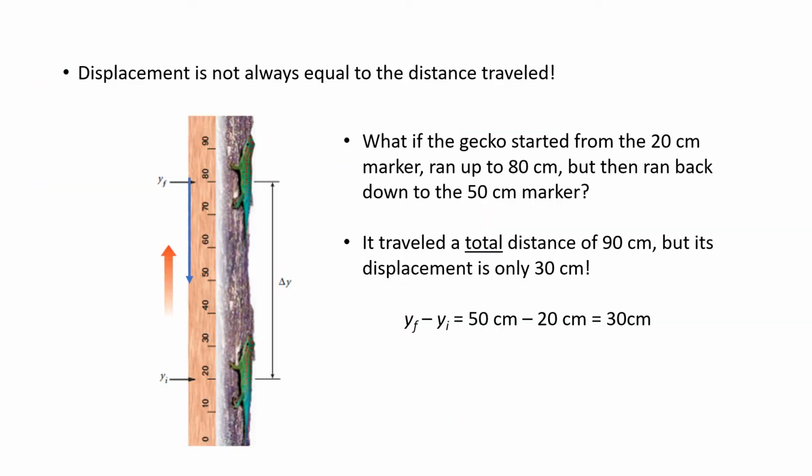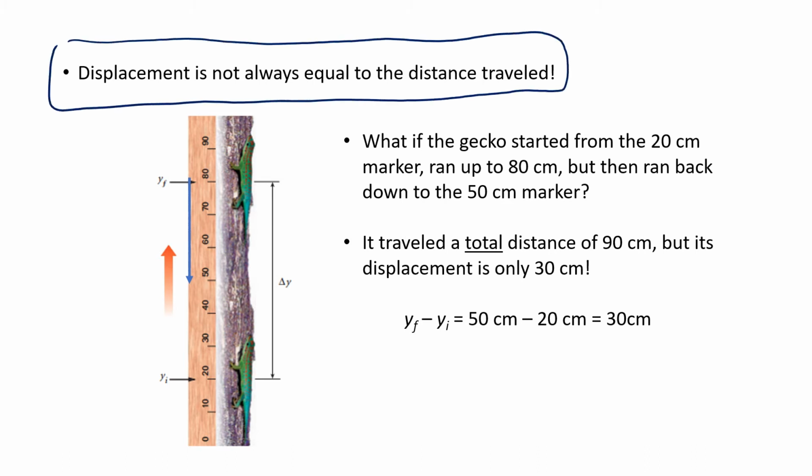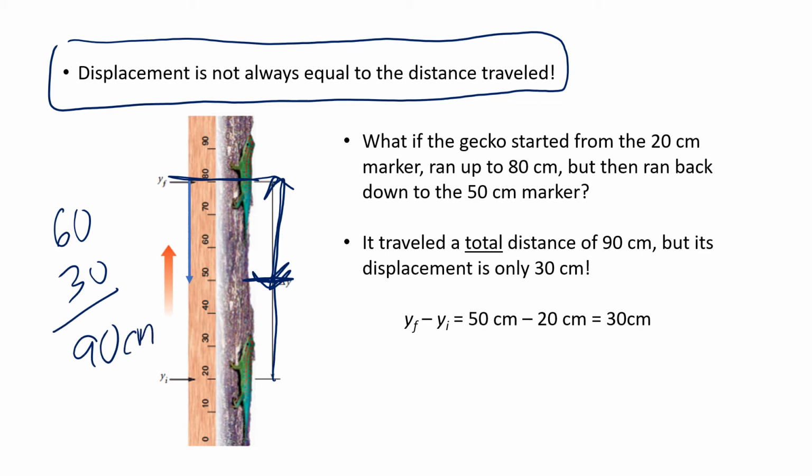Like I mentioned before, displacement is not always the same as the distance traveled. For example, what if the gecko started at 20 centimeters, ran up to 80, and then ran back down to 50, right there. Its total distance will be from 20 to 80, so that's 60, and then down to 50, that would be 90 centimeters. That's the distance. However, its final position was only 50, and its initial position was 20, so its displacement is actually only 30 centimeters.